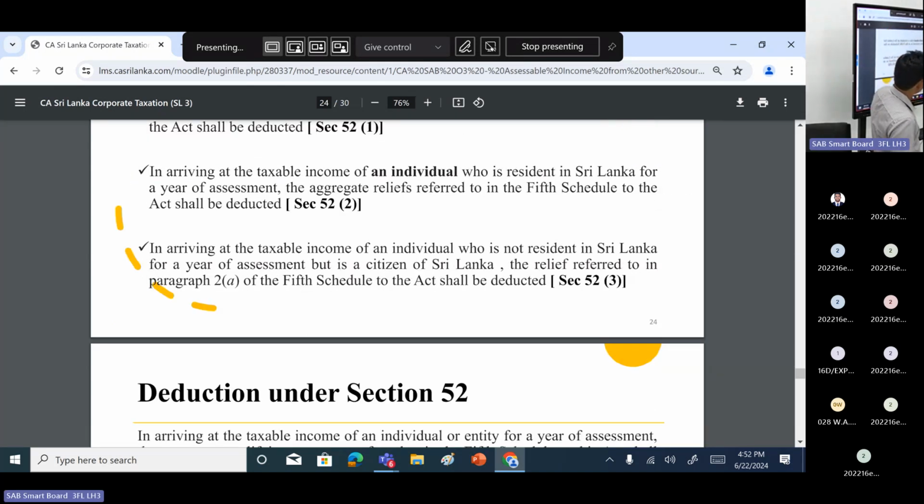Thereafter it says, in arriving at the taxable income of an individual who is not resident in Sri Lanka for a year of assessment but is a citizen of Sri Lanka, that is also for individuals, citizens but non-residents. They can deduct. They are also entitled to a relief. Okay.